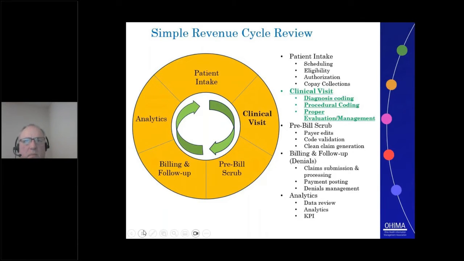After claims are submitted, the provider will receive a rejection, denial, or payment. These transactions are then posted to the account, and the account will either need to be resubmitted or sent on to the next payor, either the patient or a secondary, or closed out. The analytics phase is used to monitor specific data points and address the health of the overall cycle. We will focus on denials that occur as a result of the clinical visit. These denials are coding related and will require review.